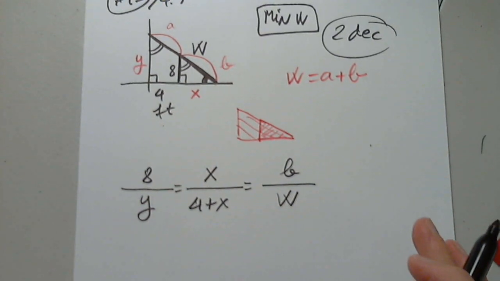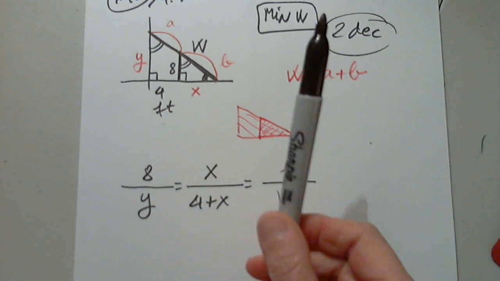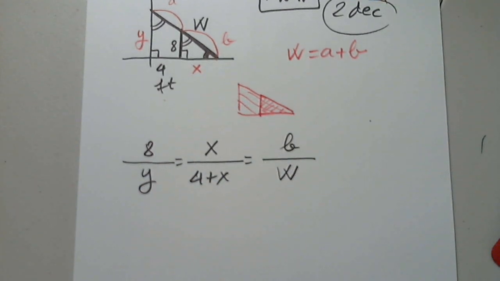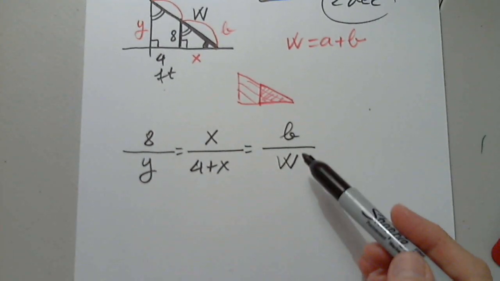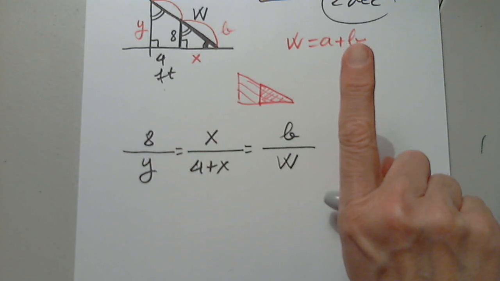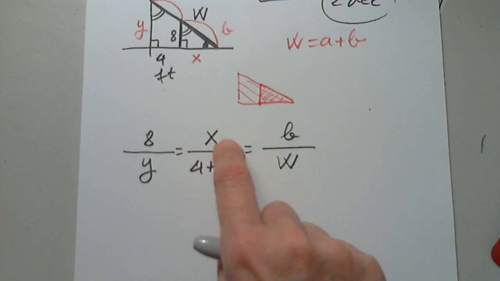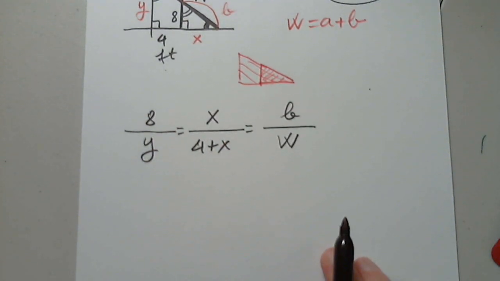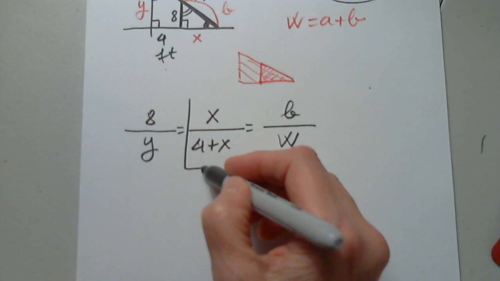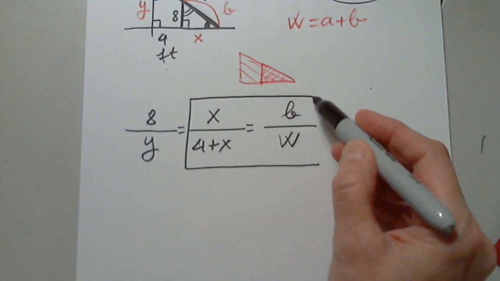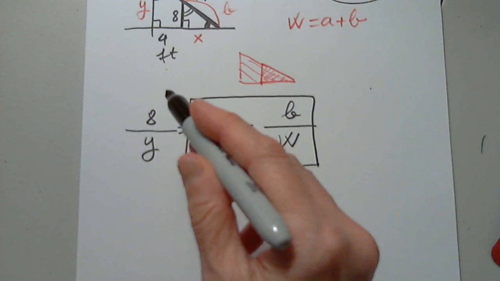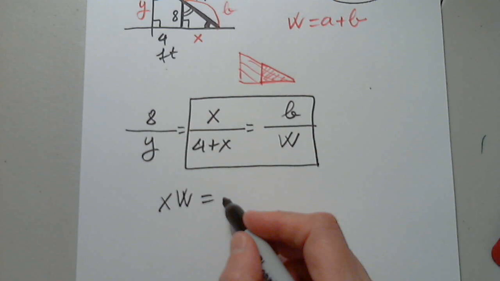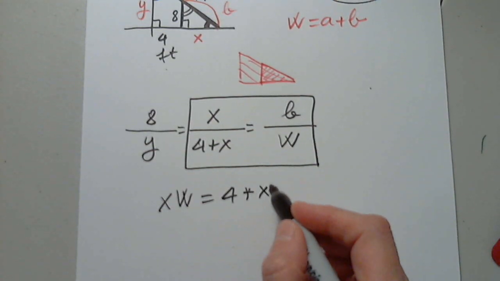I'm thinking what to do next, because in order to minimize w, I have to have a function of w. And let's see how I get that function of w with only one variable. What I see here is 1, 2, 3, 4, 5. No, I can't do that. So I'm going to use this proportion first and cross multiply. So xw equals 4 plus x times b.